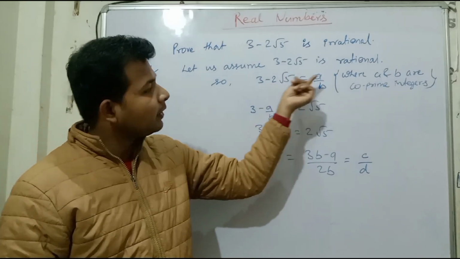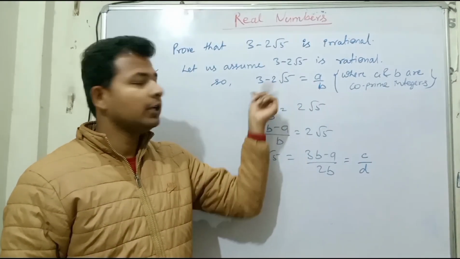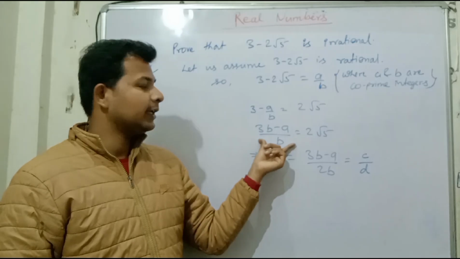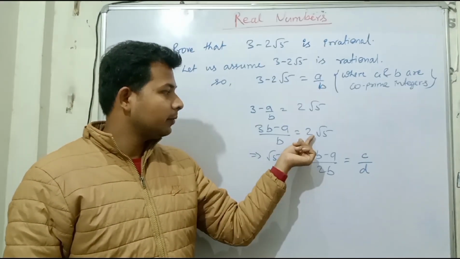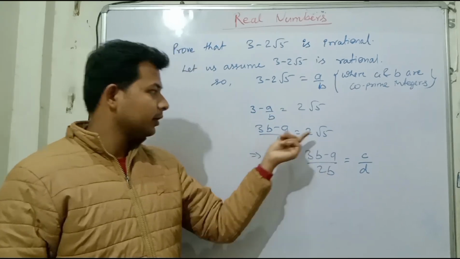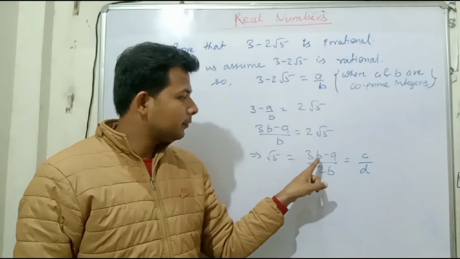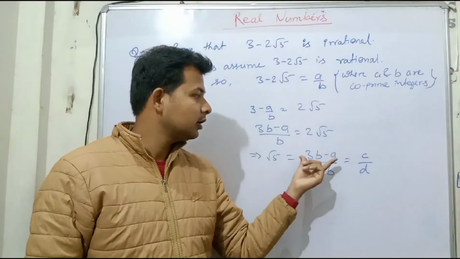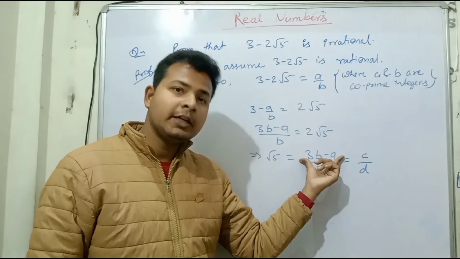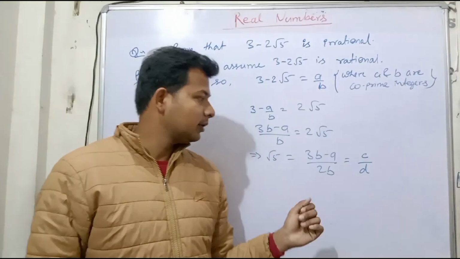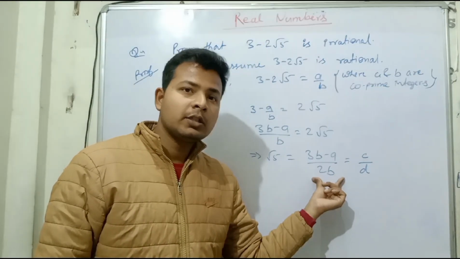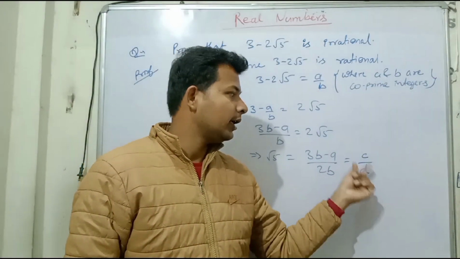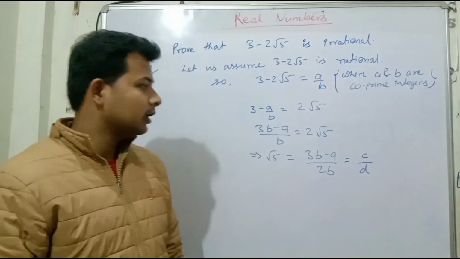Now transpose 2 root 5 to the right hand side and a by b to the left hand side. This will be like this: 3 minus a upon b equals 2 root 5. Solve this: 3b minus a upon b equals 2 root 5. 2 will be in the denominator, 3b minus a upon 2b, which will be equal to root 5. If you multiply any number to the integer, this will be an integer. If you subtract an integer from an integer, the result will again be an integer. Similarly, multiplying 2 with an integer will result in an integer. So I have supposed this as c and this as d. These two numbers are again integers.